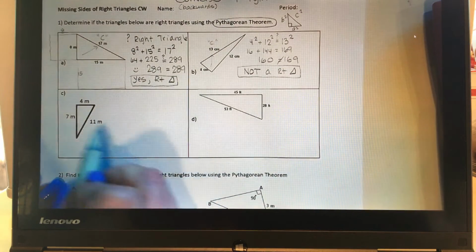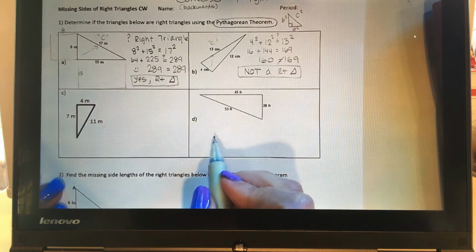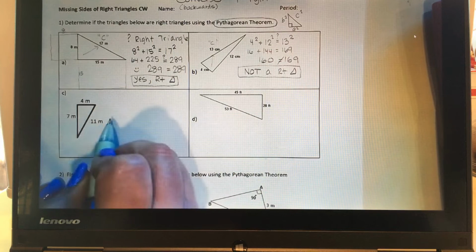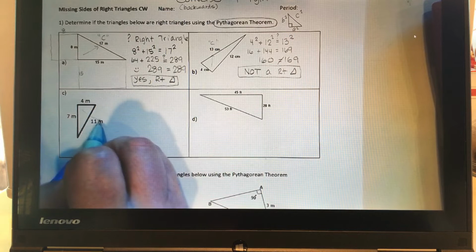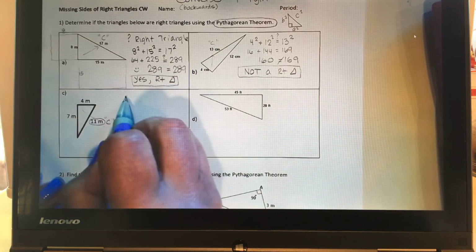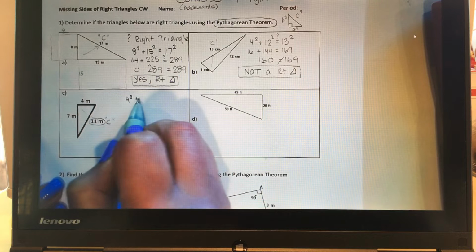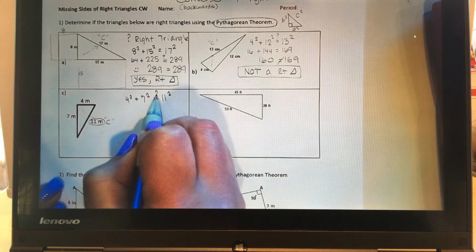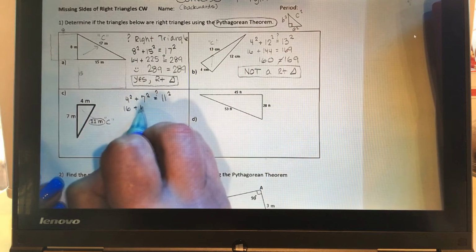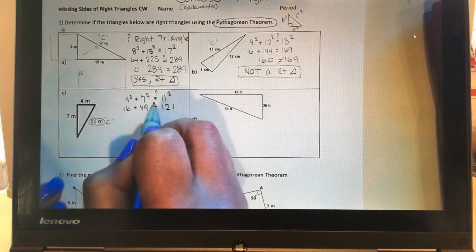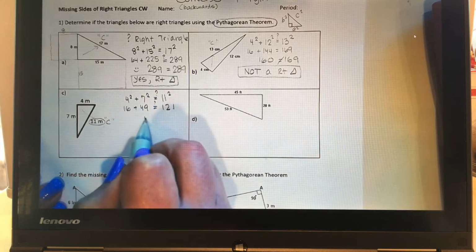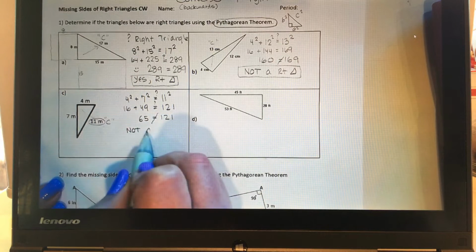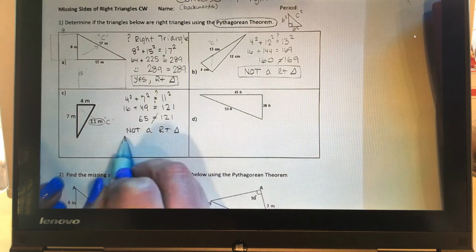Let's take a look at this one right here. Again, we're going to skip some of these examples here because this is kind of a longer worksheet, and I'd rather get through some of the other examples too. So again, I think this is where the right angle is, so this would make this C. So the smaller side squared plus the medium side squared, does that give us the largest side squared? So 16 plus 49, does that equal 121? Let's see, 9 and 6 is 15. 65, nope, definitely not the case. So this is not a right triangle.